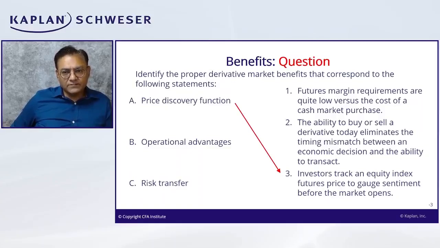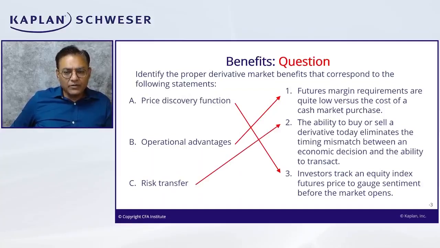Operational advantages. One benefit, in the case of a specific type of derivative, the futures market, is that the margin requirements are quite low, and therefore it provides an operational advantage. You can get more exposure for a fixed capital, or you need less capital for getting the same level of exposure in the derivative market as compared to the cash market. And then finally, the last choice is risk transfer, and that corresponds to statement number 2.